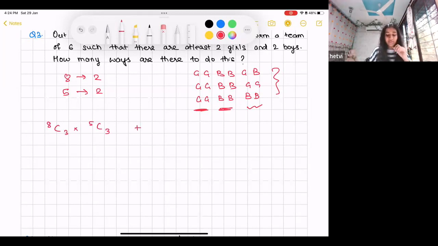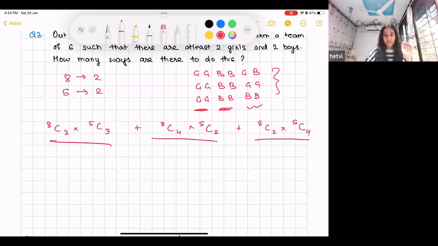For the second case, we have 4 girls and 2 boys. So in that case, out of 8, we select 4, and out of 5, we only select 2. And for the last third case, where we have 4 boys and 2 girls, out of 8, we select the 2 girls, out of 5, we select the 4 boys. So it's 1 term, second term, third term, and addition. This answer is correct, but maybe we can reduce it down to only 1 term. I'll give you a minute to think, otherwise I'll share.